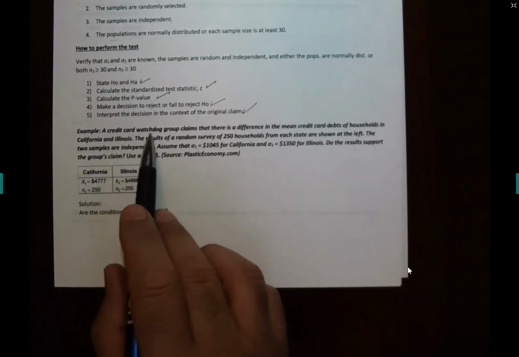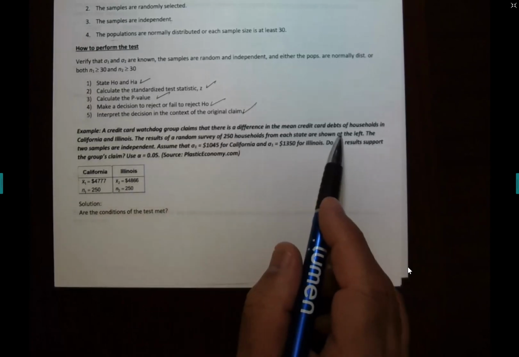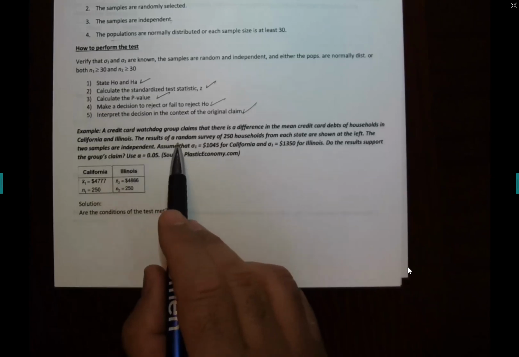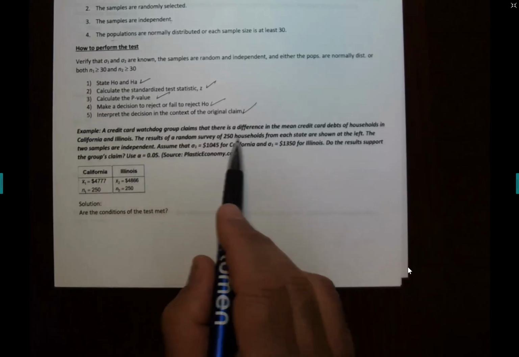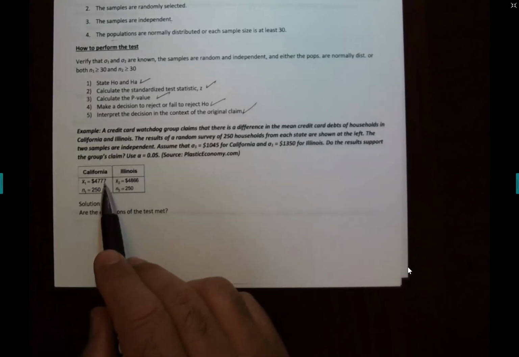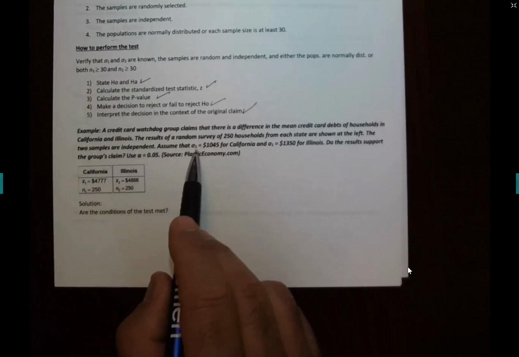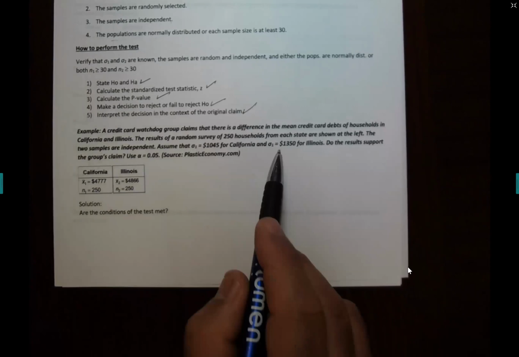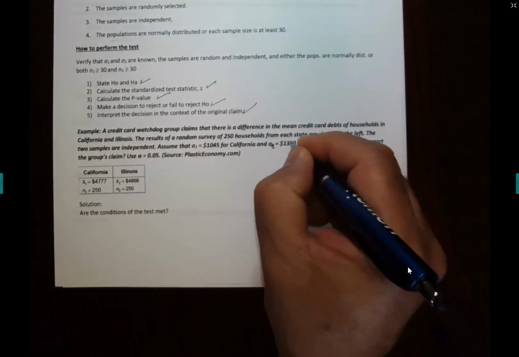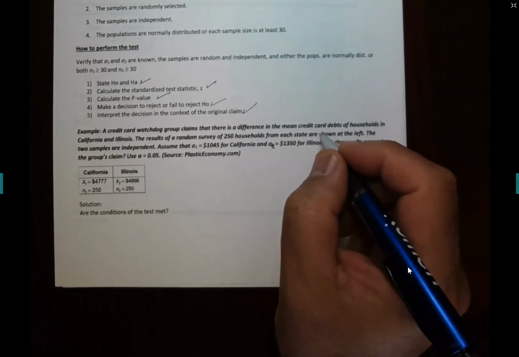A credit card watchdog group claims that there is a difference in the mean credit card debts of households in California and Illinois. The results of a random survey of 255 households from each state are shown here. The 2 samples are independent. Assume that sigma 1 is 1045 and sigma 2, that should be a sigma 2, guys, is 1350 for Illinois. Do the results support the group's claim?